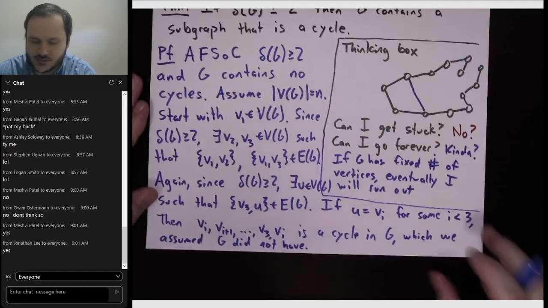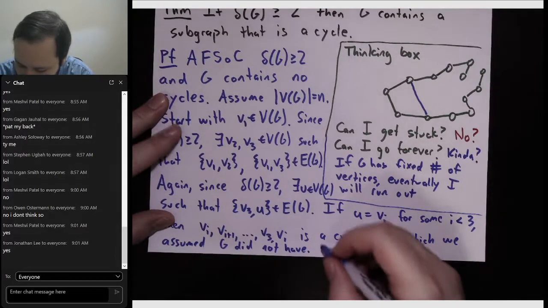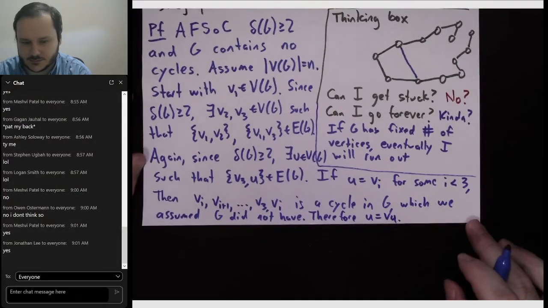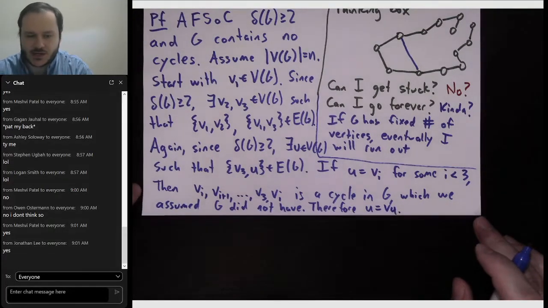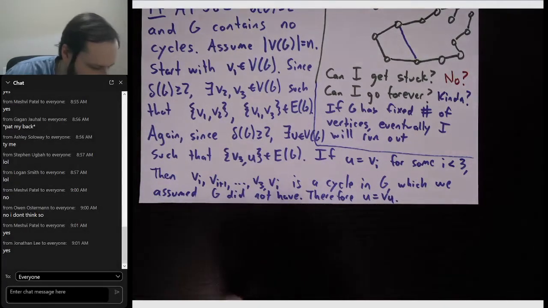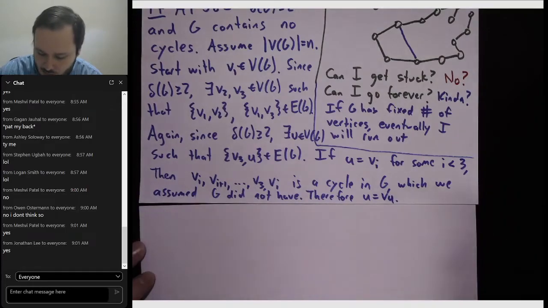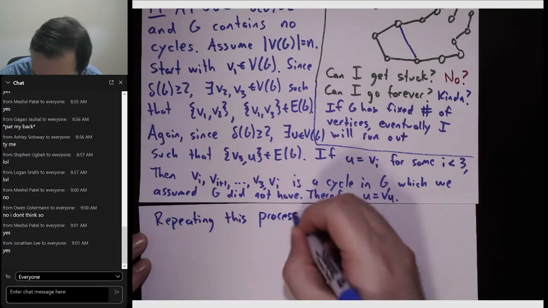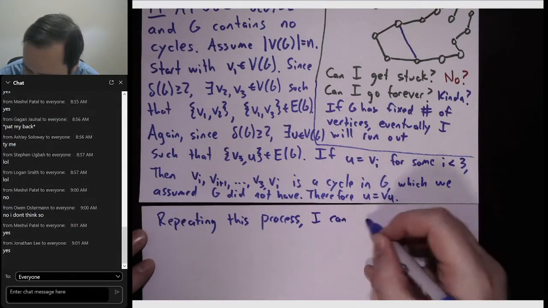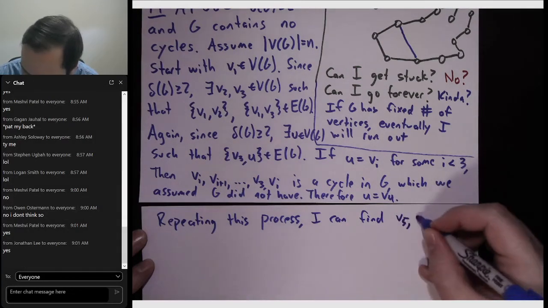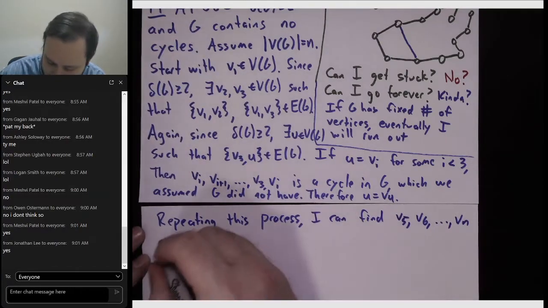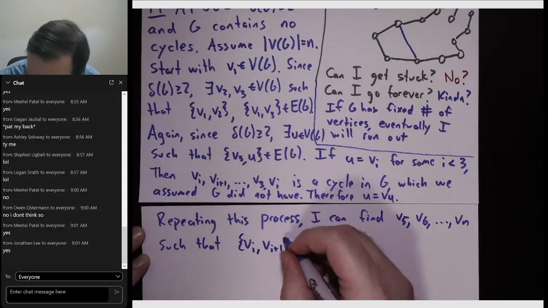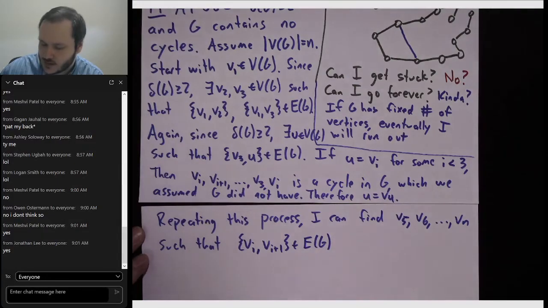Therefore, I can turn this U into v4. It's a new vertex. And what I'm going to do is use induction to repeat that process. Repeating this process, I can find v5, v6, all the way up to v sub n, such that v sub i and v sub i plus 1 is always an edge. And I don't have any edges back.